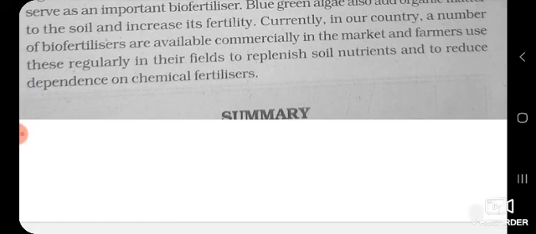Currently in our country, a number of biofertilizers are available commercially in the market, and farmers use these regularly in the field to replenish soil nutrients and to reduce dependence on chemical fertilizers. So nowadays these biofertilizers are available in our country commercially, and we can use them.